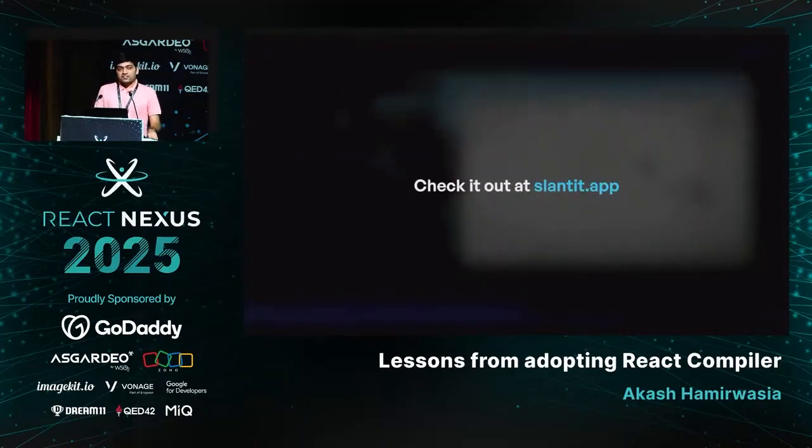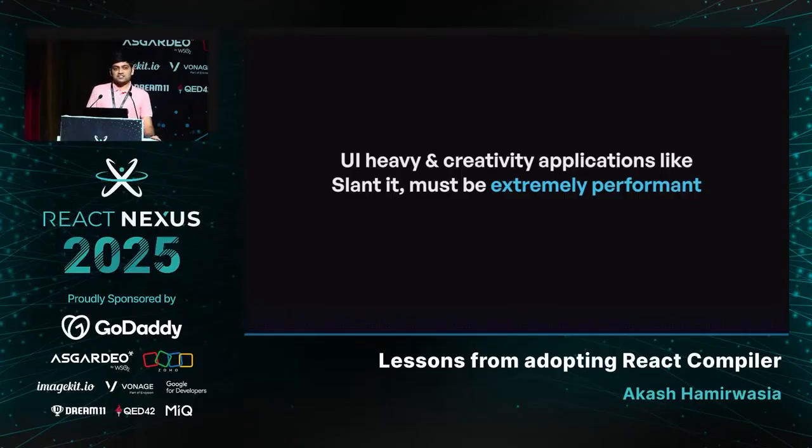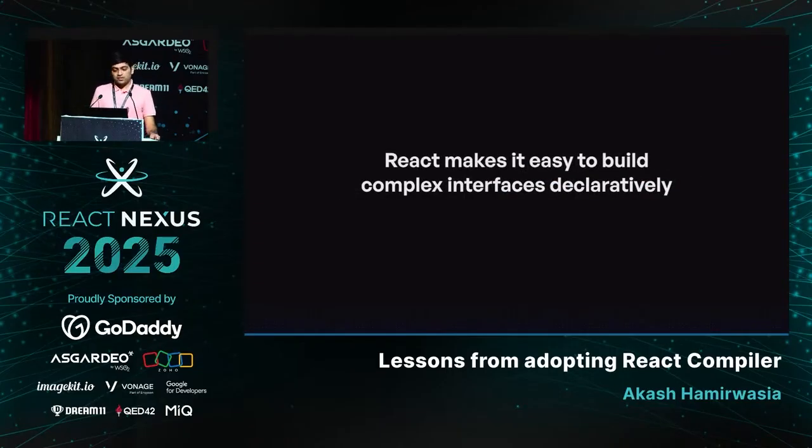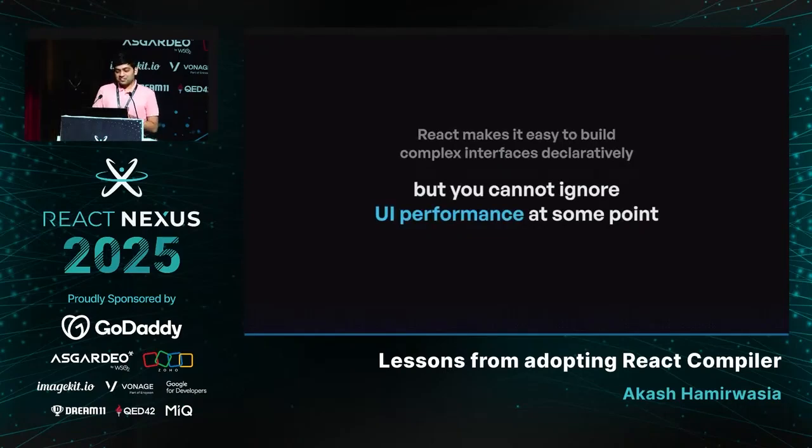But the reason I bring this up is because UI heavy and creativity applications like Slanted need to be extremely performant for a great user experience. Think about tools like Figma. What if Figma lagged when you drag a node or resize something? It would be a very poor experience, right? So it's very important for these applications to have extremely high performance. And while React makes it easy to build complex interfaces declaratively, we have to think about UI performance at some point. We just can't ignore it.